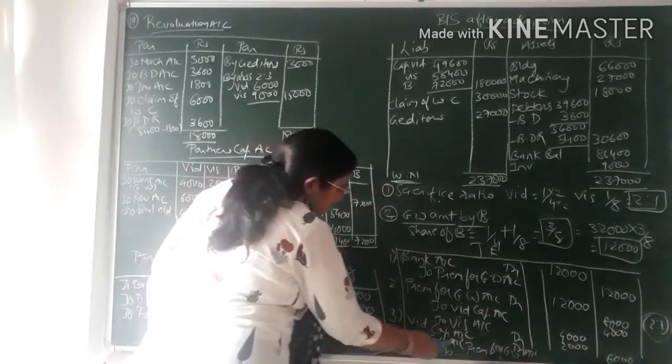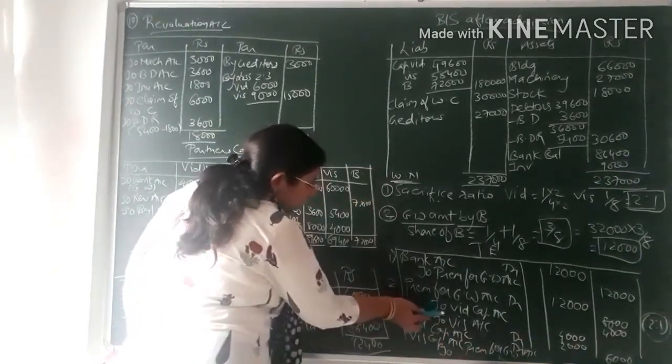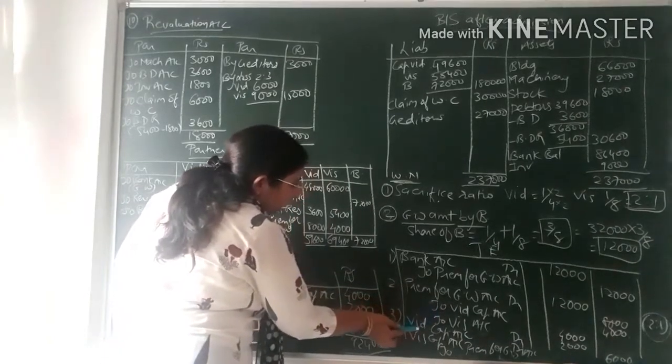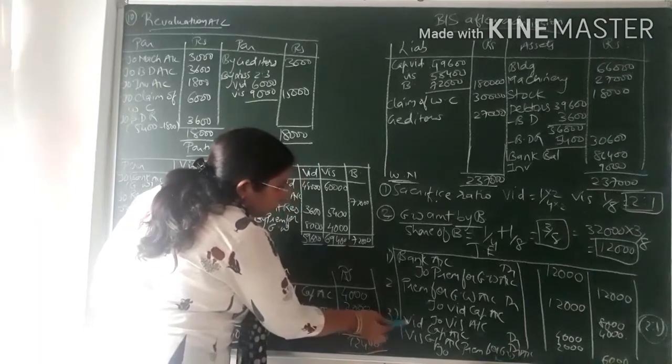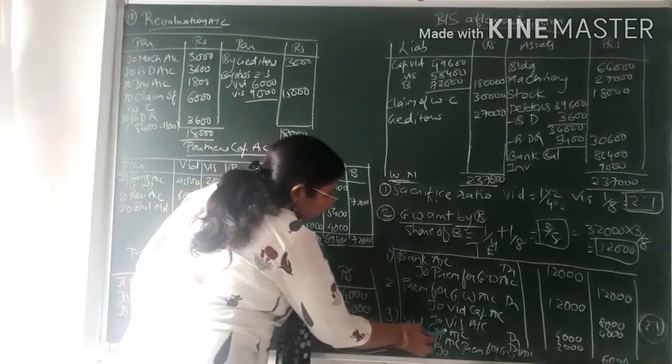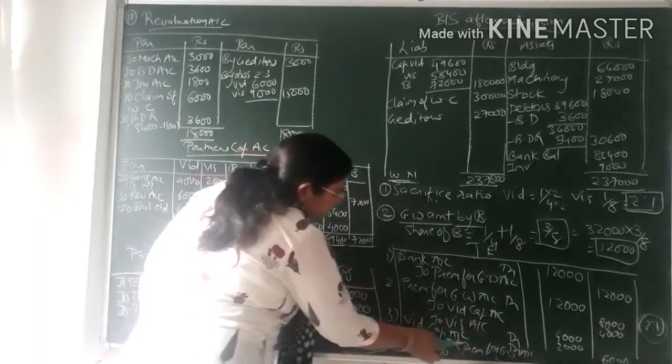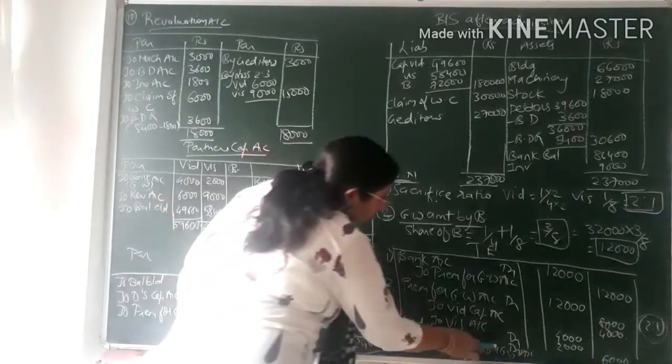So the third journal entry that I have written over here, that is Vidit's capital account debit, Vishal's capital account debit, because previously they were receiving, so their accounts were credited. Now they are withdrawing that amount from the firm. So Vidit's capital account debit, Vishal's capital account debit to premium for goodwill account credit.